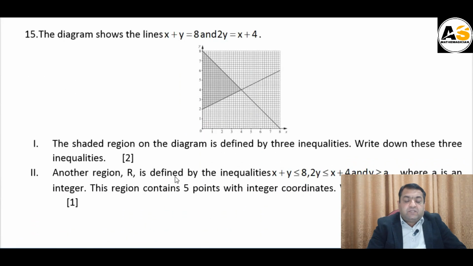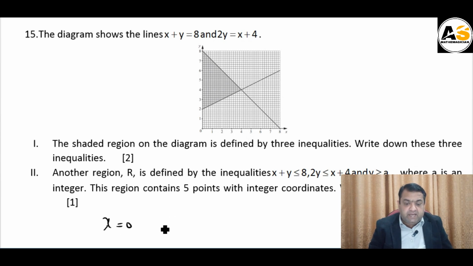Dear student, last question for this topic. The diagram shows the lines x plus y is equal to 8 and 2y is equal to x plus 4. This is x plus y is equal to 8 because its x and y intercepts are both here. These are clear. And this is the 2y is equal to x plus 4 line. The shaded region on the diagram is defined by 3 inequalities. The third is this line, the y-axis, x is equal to 0. So its equation is x is equal to 0.